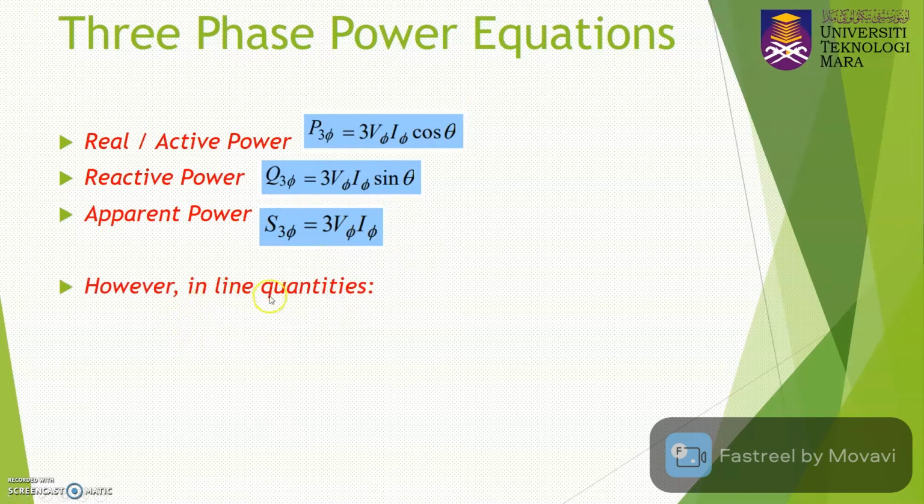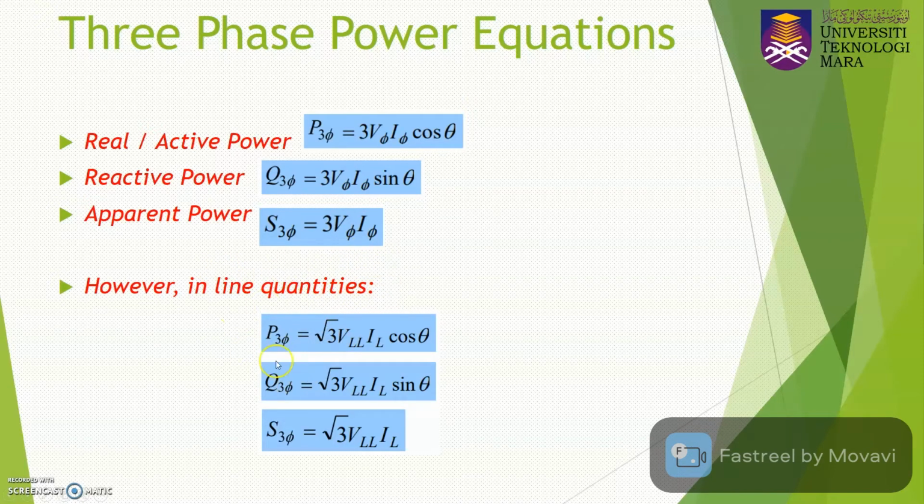However, for the line quantities, let's say you have a V line and I line. This is the equation where P for the three-phase will be equal to square root 3 multiplied with V line to line multiplied with I line cos theta. For the reactive power of three-phase, it will be equal to square root 3 multiplied with V line to line multiplied with I line sin theta. For the apparent power of the three-phase, it will be equal to square root 3 multiplied with V line to line multiplied with I line.